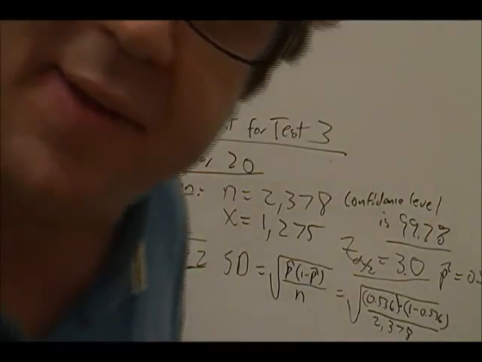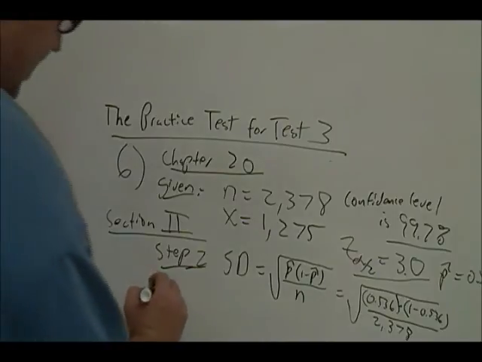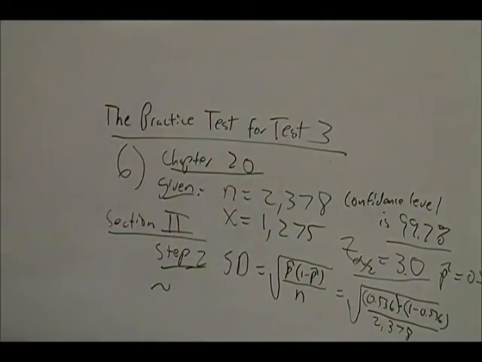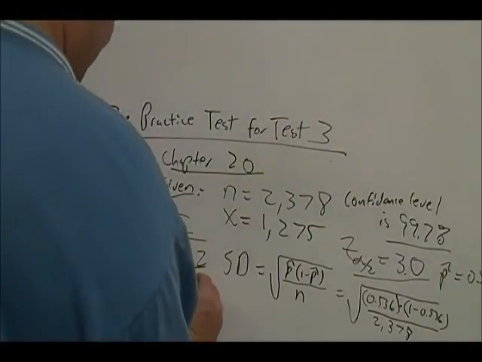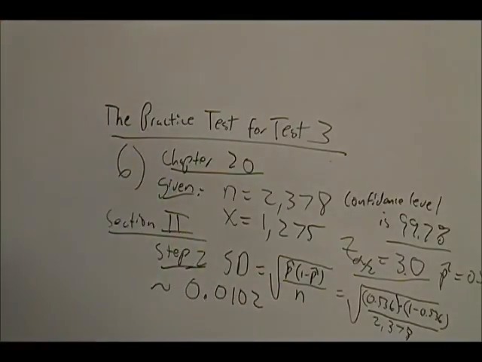Make sure all that got in there. Okay. And like I said, all of this is on the solution key. Now, if you plug all that into your calculator and hit enter, that should lead to 0.0102. So that's the standard deviation for this problem.